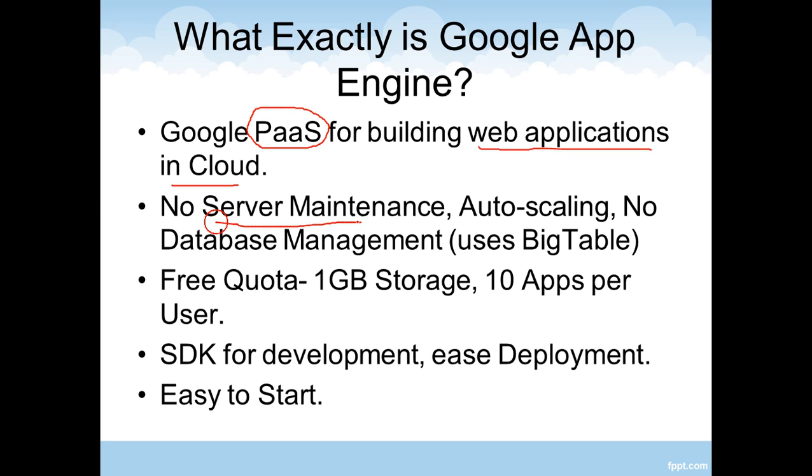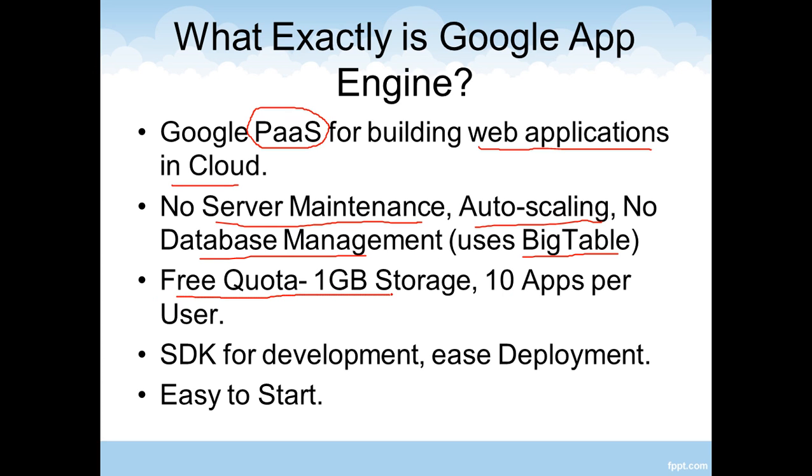No server maintenance is required in this case. It's maintained by Google. Auto scaling: this means as your users grow in your web application, automatically more resources will be provided to your application. There is no database management, it's provided by Google. It uses a schema-less database table, that is Bigtable. We will discuss how to create a database in Bigtable and how to retrieve the different data from our database.